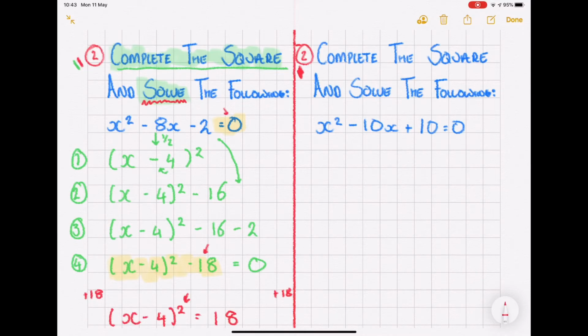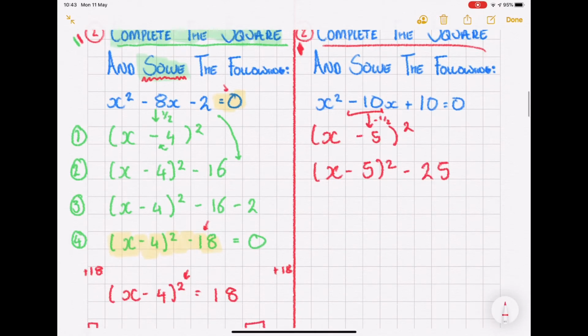Okay, fantastic. Let's go through this. So let's complete the square first. So x brackets all squared. What's this number here? Well, it's half minus 10, so it's minus 5. What's our next step? Our next step is to square this number and take it away. So x minus 5 all squared. Minus 5 squared gives us 25. Let's take that away. So take away 25.